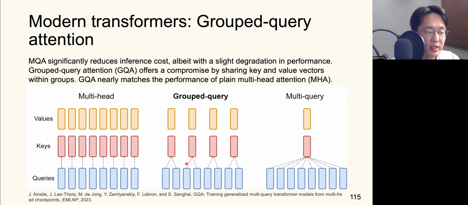Grouped query attention is a compromise. There are different groups, and the different groups of queries share the key and value vectors. So you have a smaller volume of key and value vectors, but it's much more than MQA, and the performance of GQA tends to match the performance of MHA while being much more efficient.